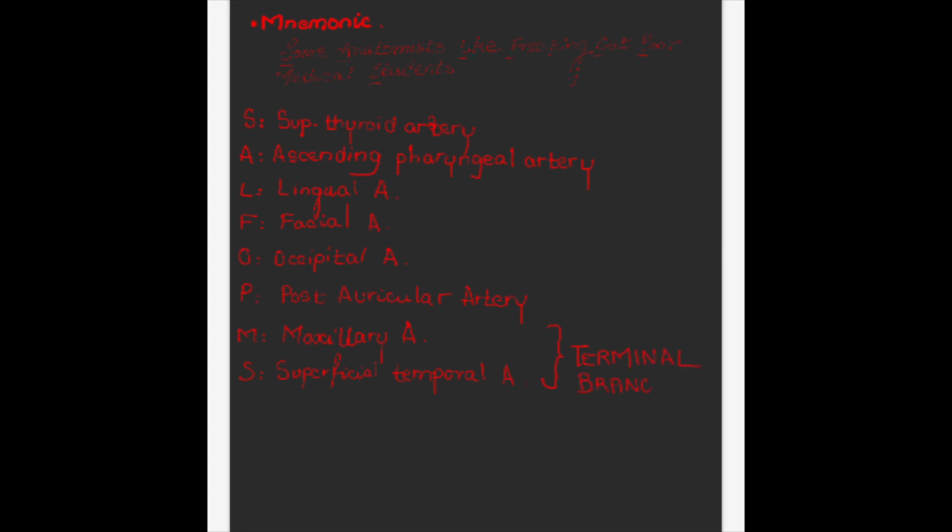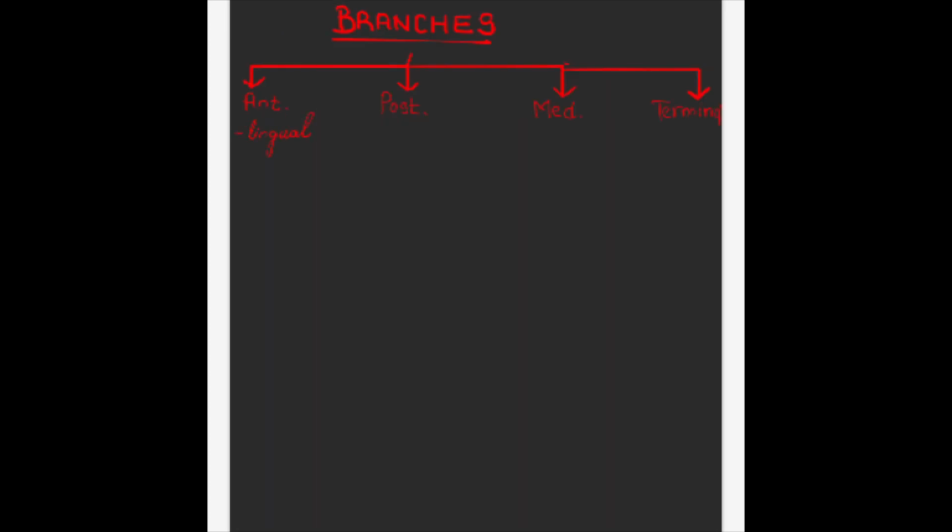So don't worry about which is when, where, it is all in order. You can further classify the branches of external carotid artery into anterior, posterior, medial, and terminal. In the previous picture, you saw the terminal branches, but again, it's worth mentioning here and it's worth memorizing because these are the questions that the examiner may ask you out of nowhere.